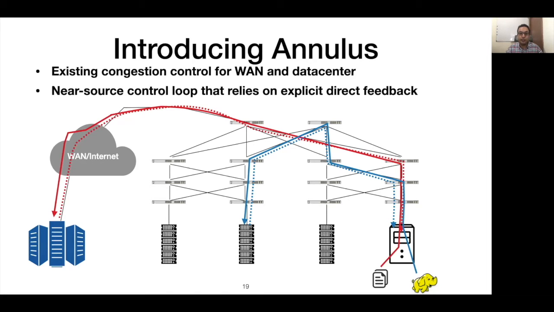Annulus adds a second control loop that we call the near source control loop, which reacts to congestion at bottlenecks shared between WAN and data center traffic. Specifically, when congestion occurs at such bottlenecks, a switch generates an explicit and direct message that is routed to the sender, and the near source control loop reacts to it.